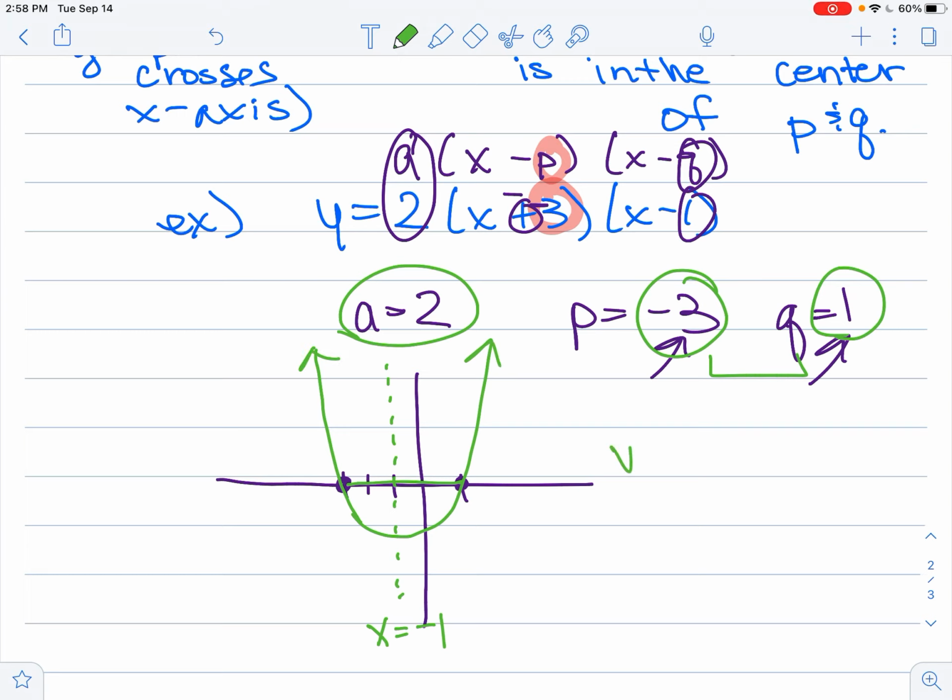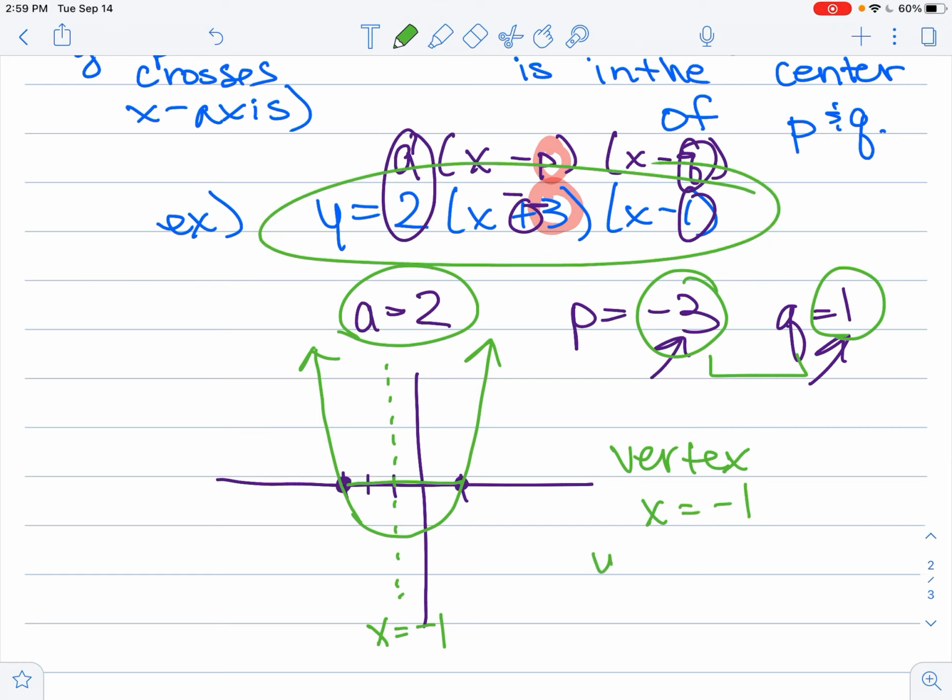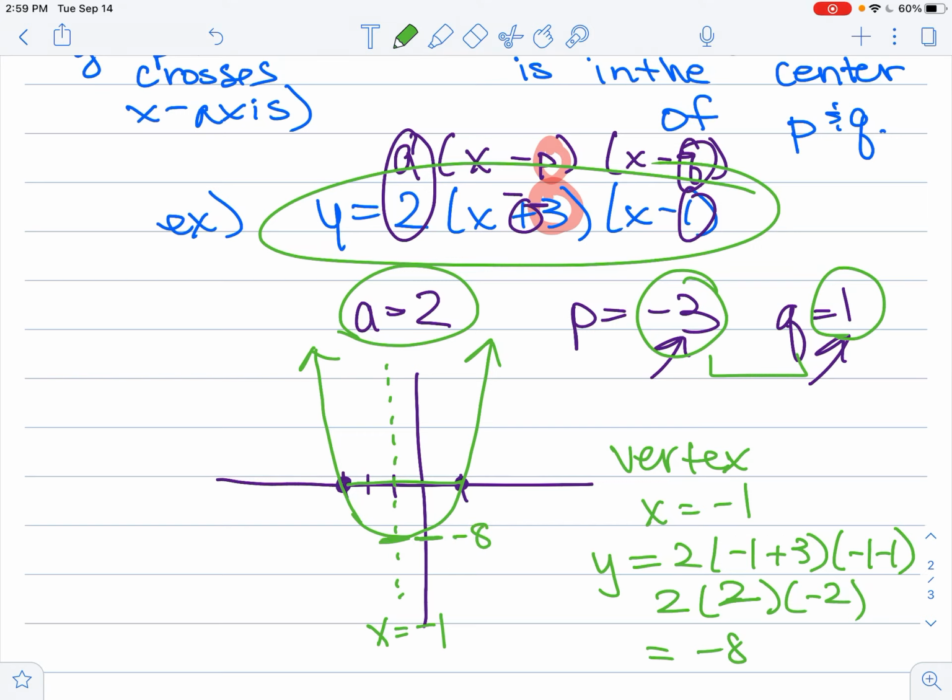If I want to find the vertex, we know x equals negative 1. You can plug that back in: y equals 2 times negative 1 plus 3 times negative 1 minus 1. We get 2 times positive 2 times negative 2, and we get negative 8. So the vertex y value is negative 8.